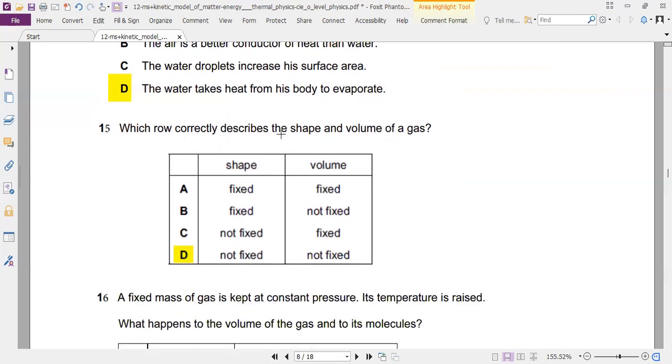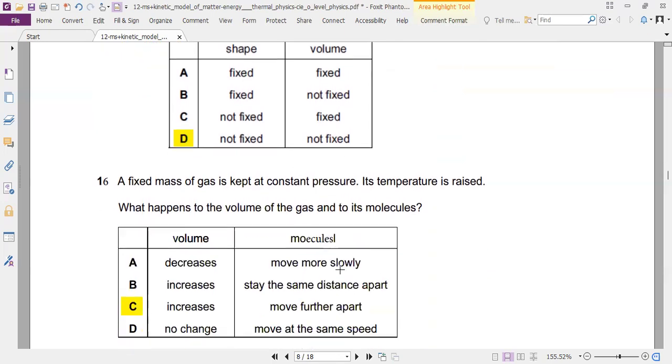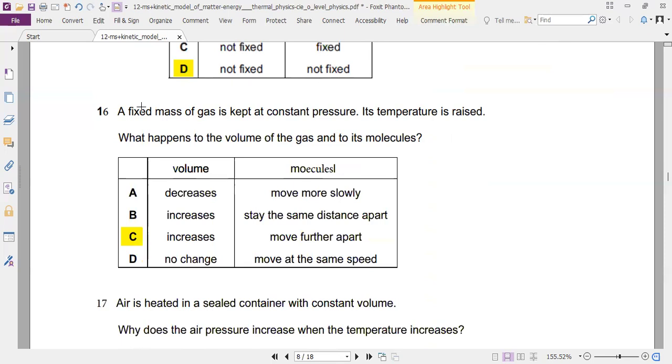Question number 15. The shape and the volume are both not fixed for a gas. Question number 16.